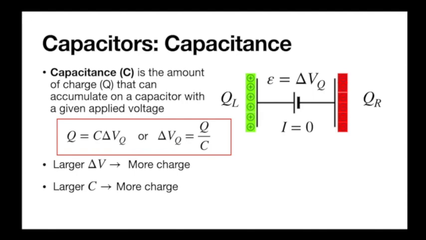And the resulting voltage difference between these two plates, between the left and the right side, is related to the charge, Q, and the capacitance, which is like the characteristic value. Like a resistor has resistance, a capacitor has capacitance, but it really is like the capacity of that capacitor, if you will. So these are both the same equation, just rearranged.